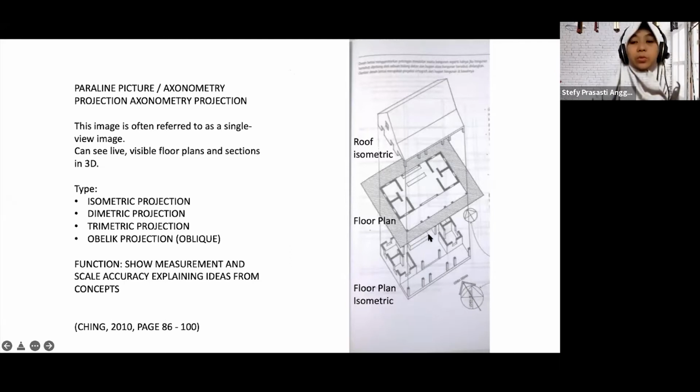So you can do drawing with isometric projection or dimetric projection or trimetric projection, or also for the oblique projection. In this drawing, it has a function to show the measurement and scale accuracy, explaining ideas from the concept, and have a lot of functions. Maybe we can see in the next slide.